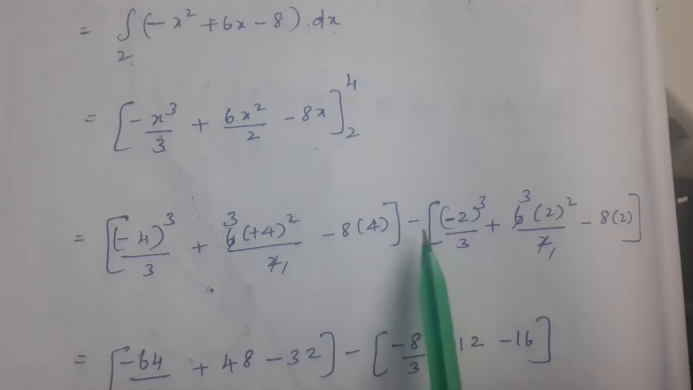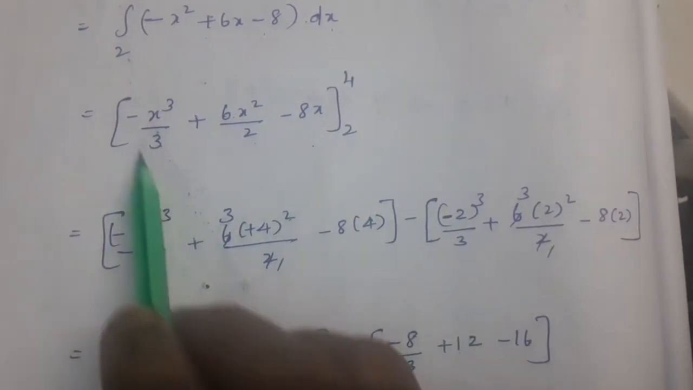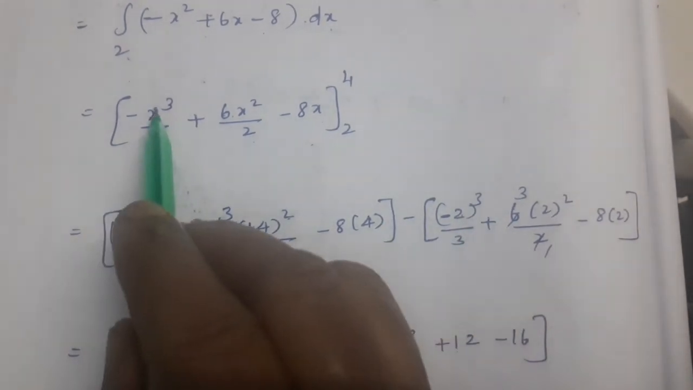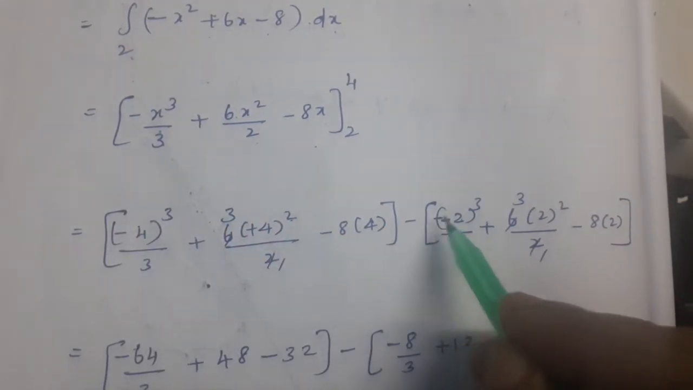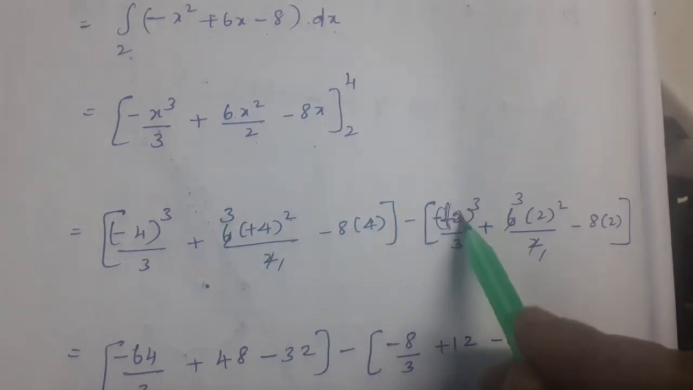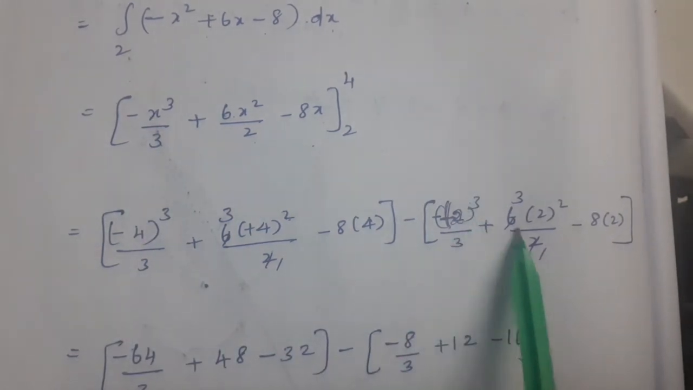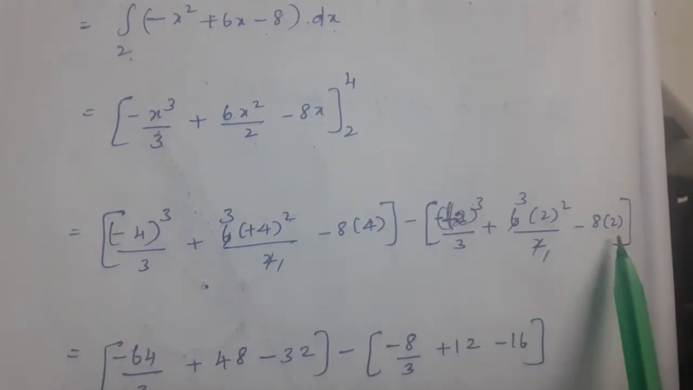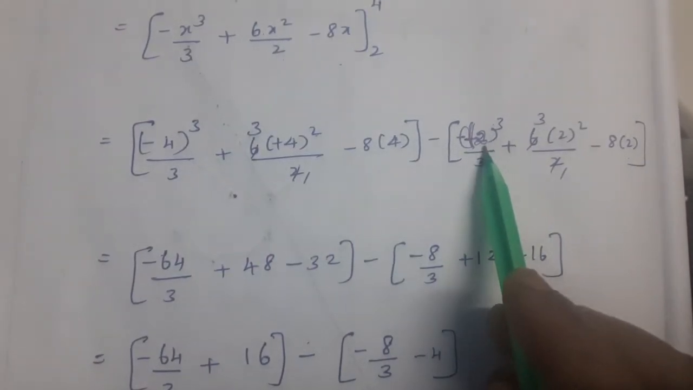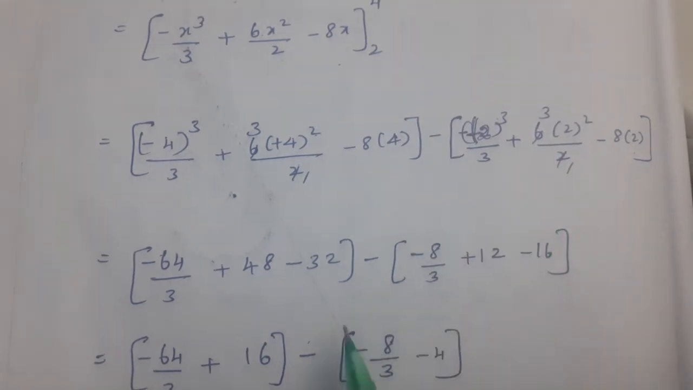Minus the lower limit. Minus, what? Minus 2 the whole cube, already having one minus sign, because instead of x here that minus is outside only. Plus 2 only. So instead of x you substitute minus 2 the whole cube, plus 6 into 2 the whole square, plus 8 into 2. So what happened? 2 cube is nothing but 8, minus 8. Outside having 1 minus 8, minus into minus become plus.